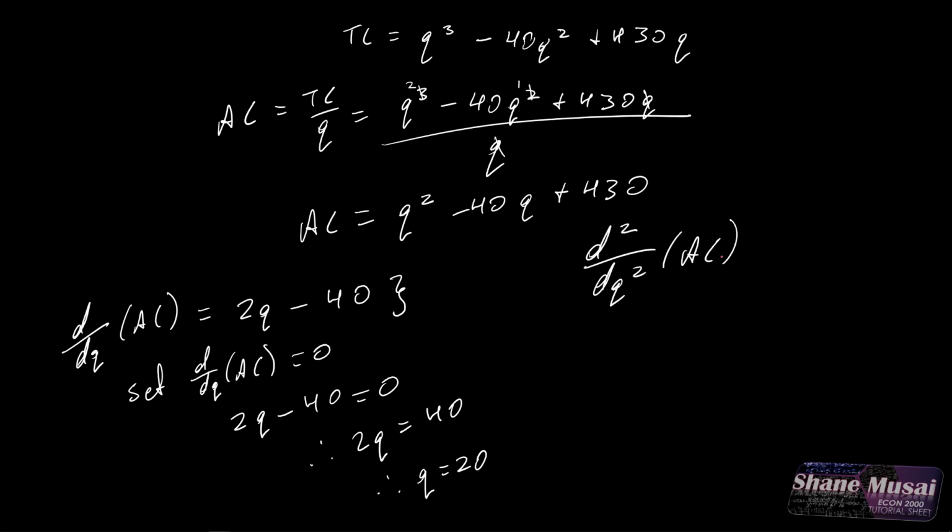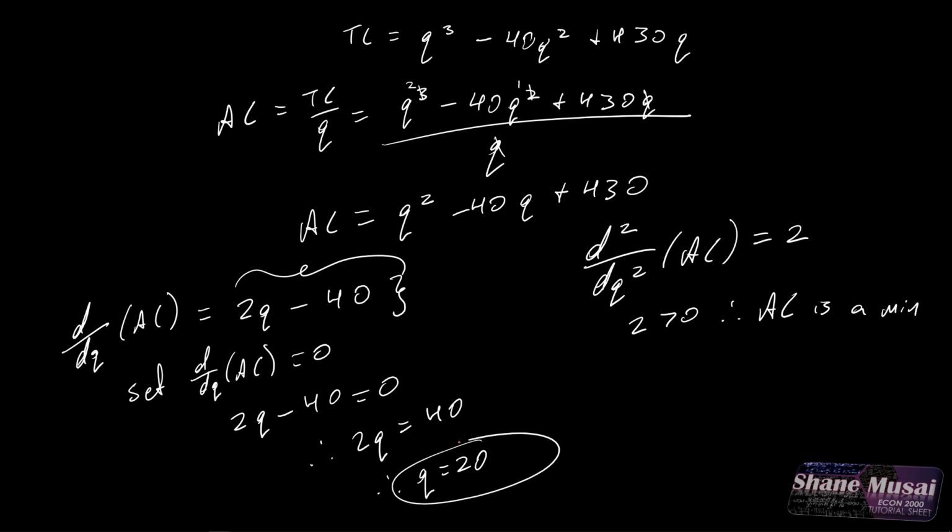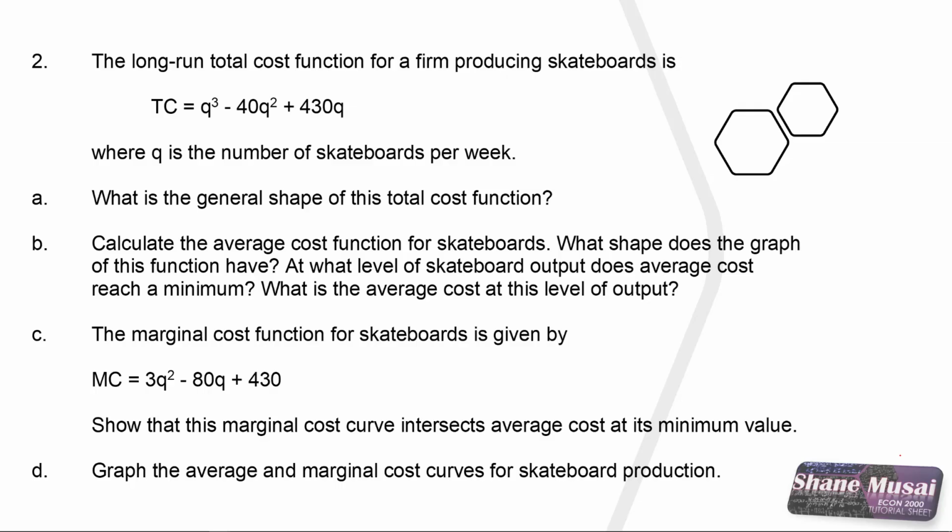So let's see. If we take the differential of this equation right here, then it will just equal to 2. And since 2 is greater than 0, then it means that the average cost curve is indeed at a minimum. Therefore, at q equal to 20, the output of 20 will give you the minimum average cost for skateboards. So the next part of the question says, what is the average cost at this level of output?